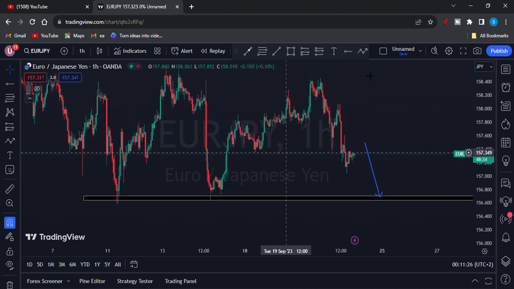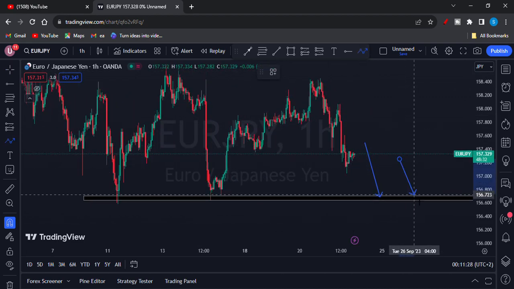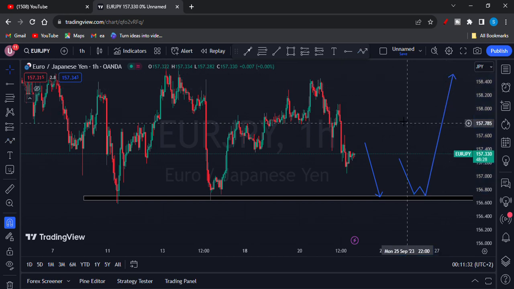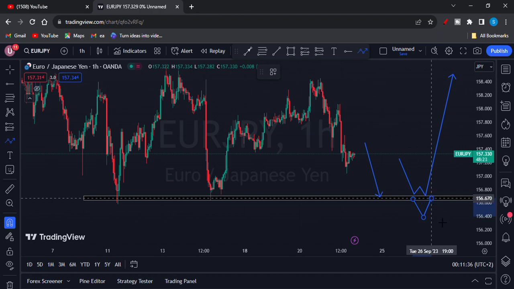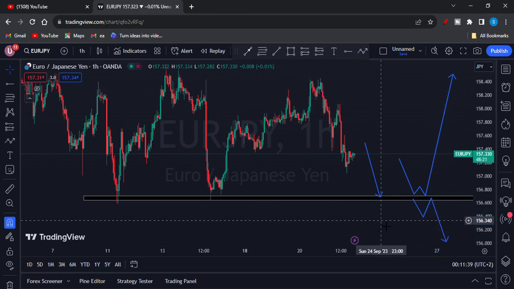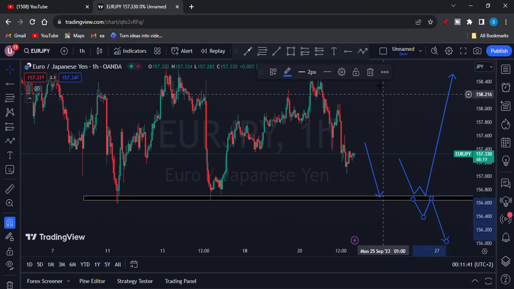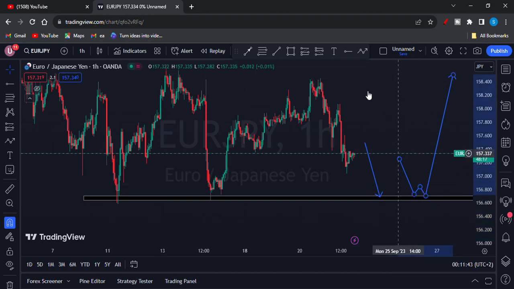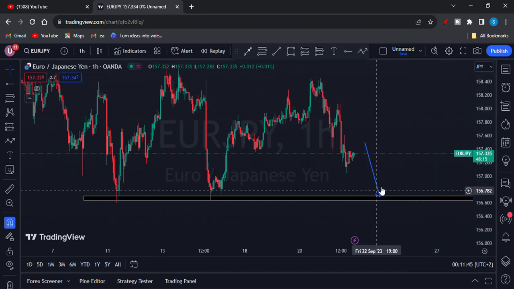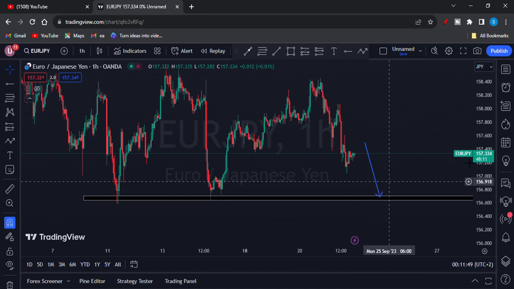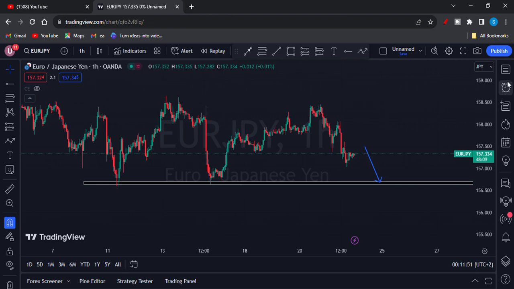Maybe give us something like maybe double bottom and then push to the upside, or maybe the market is going to break and then retest and then continue to sell. But we'll see how the market is going to behave as it's going to reach this area right here. So that's my analysis for EURJPY.